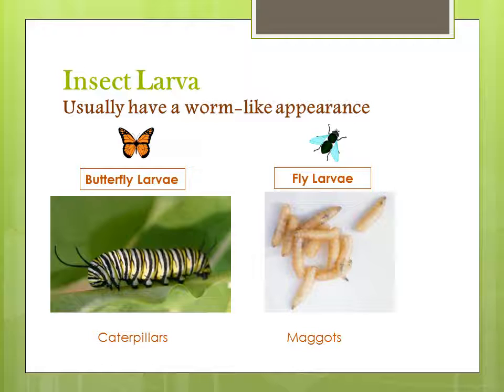The next stage of the insect's life cycle is the larva stage. And larva usually has a worm-like appearance. For the butterfly larva, it's a caterpillar. And for fly larvae, they're maggots.